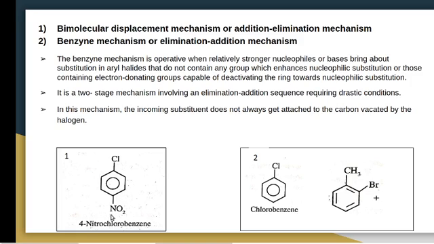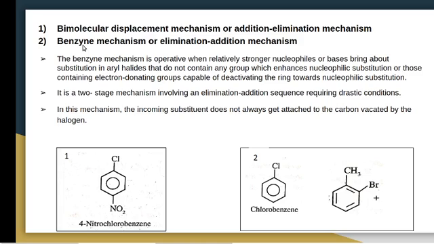And when an aryl halide contains an electron withdrawing group, this type of compound will undergo nucleophilic substitution reaction even with a weak nucleophile. That means because of the presence of the electron withdrawing group, the ring gets activated towards nucleophilic substitution reaction. So we can use even a weak nucleophile for the substitution reaction. Even water can act as a nucleophile for nucleophilic substitution reaction in this type of compounds. So the first type of mechanism is followed by compounds that contain an electron withdrawing group.